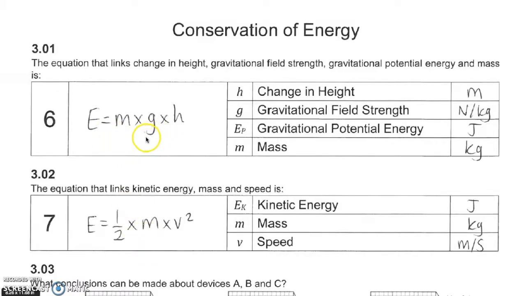It's important to note as well that g on the Earth is 10 meters per second squared. Okay, so please make a note of that. The units can also be newtons per kilogram, but just bear in mind that g on the planet Earth is 10. Okay.